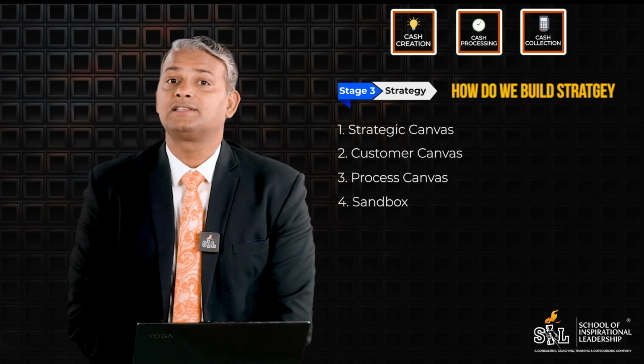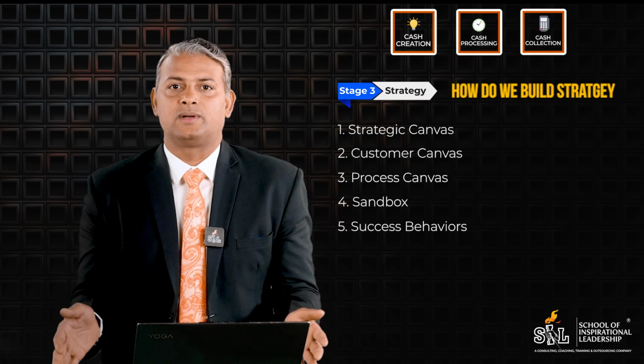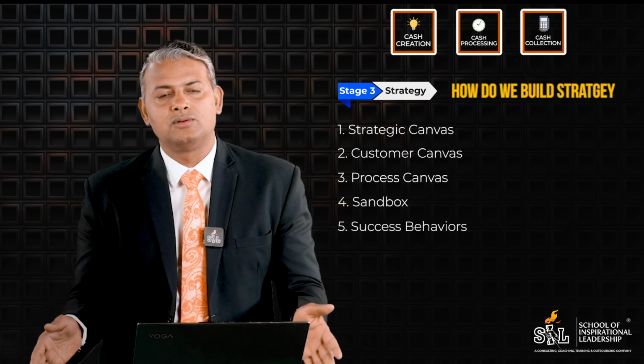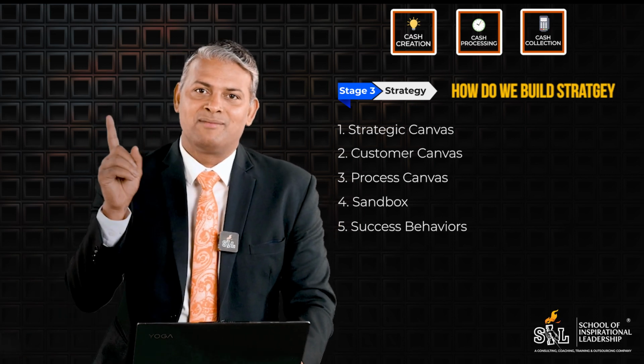Fifth important is success behaviors. What should people do? What should people not do? Right? There's a governance to it. People should do this. People should not do this. How do you decide? Based on the values that you've already built at your alignment session, right?